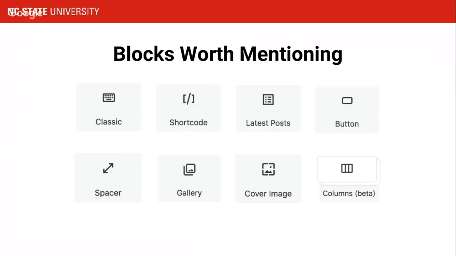And then the columns block I mentioned earlier, this is the ability to have multiple columns of content. And you'll notice that the icon here for the columns block hints at what it does, which is you have a block that can then contain other blocks inside of it.